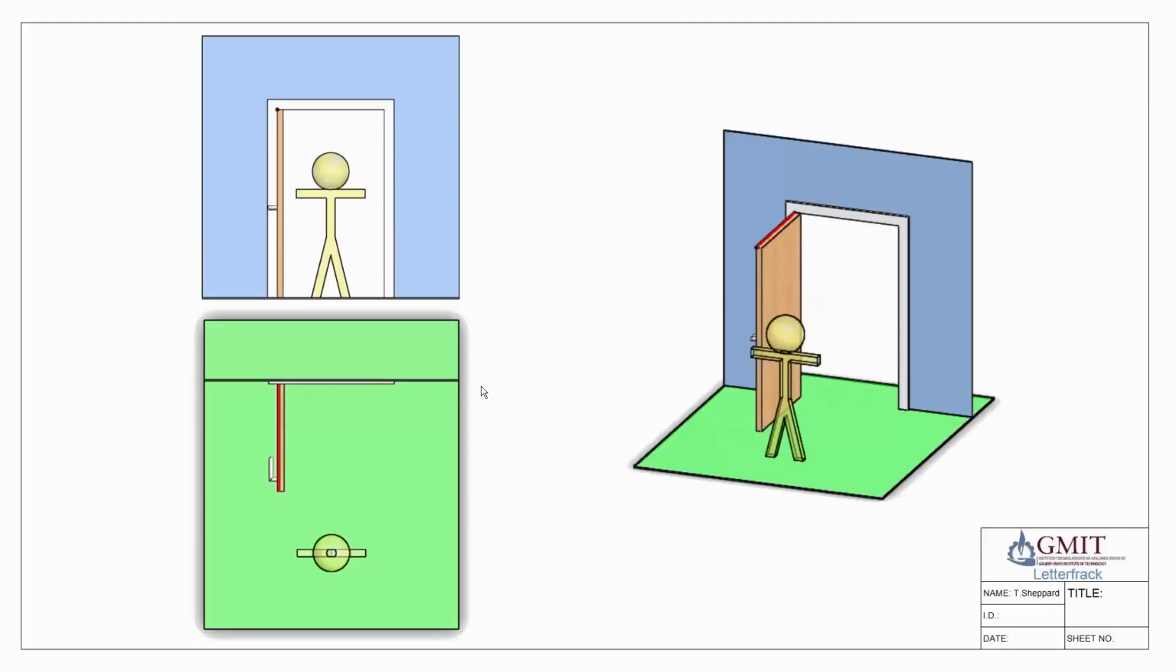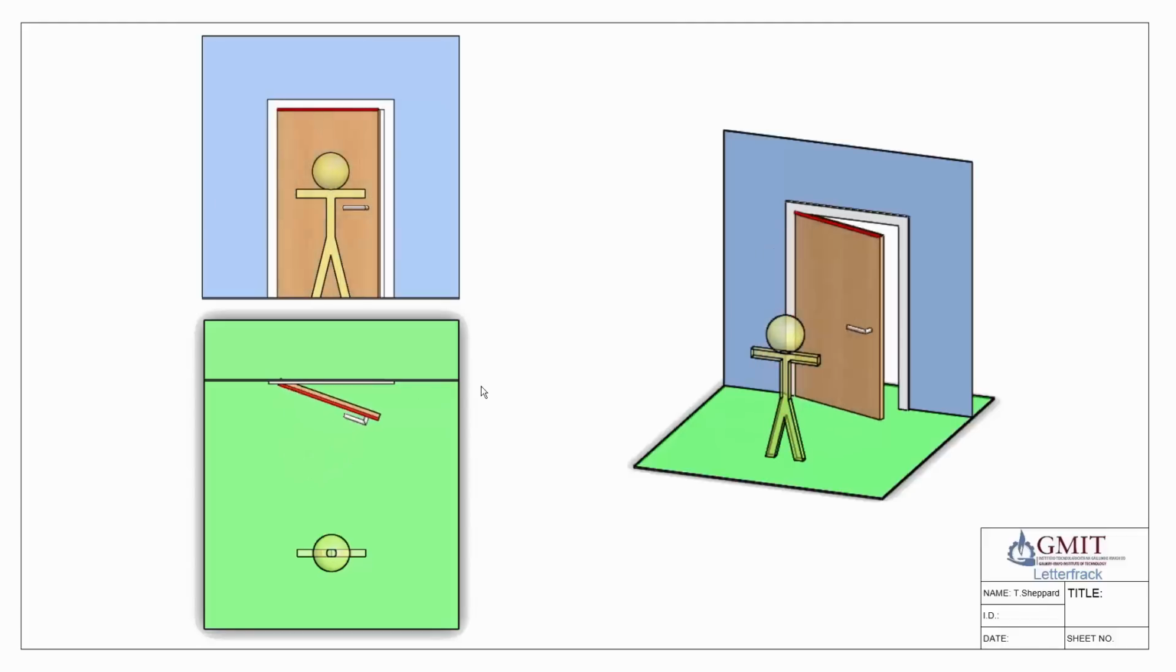If we were to close the door, again you can see as the door closes it starts to get larger until eventually we're looking straight at it again, perpendicular to it, and we come back to seeing it as a true length. So that's the basic idea of our true length in action.